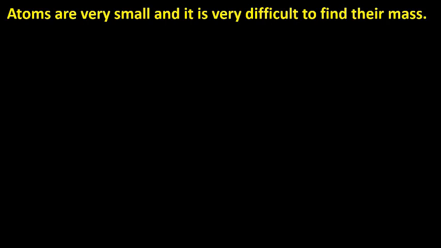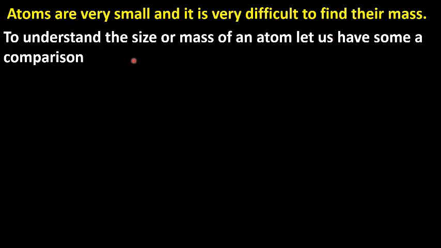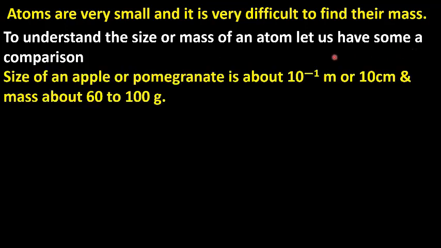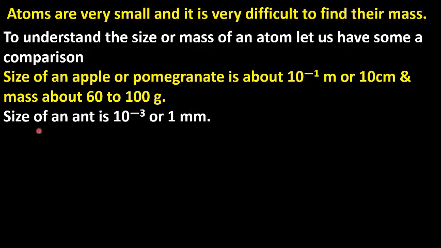Atoms are very small and it's very difficult to find their mass or size. To understand the size or mass of an atom, let us have some comparisons. Size: if you take an apple or pomegranate, it is about 10 to the power minus 1 meter. 10 to the power minus 1 meter means 10 centimeters. And mass about 60 to 100 grams.